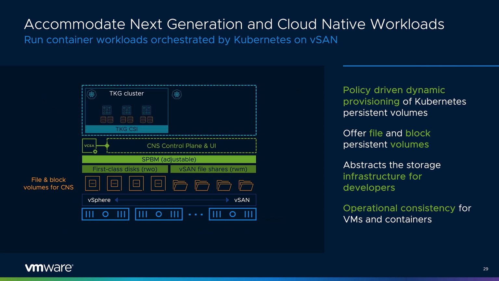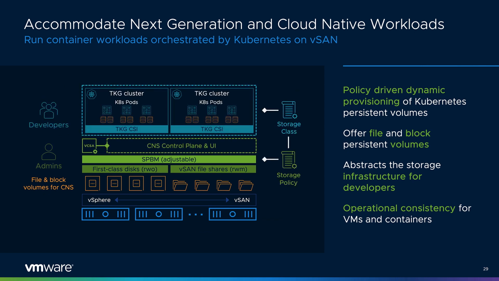vSAN 7 Update 1 provides a rich set of cloud-native storage capabilities. Containers powered by vSphere and vSAN can easily consume persistent storage in 2 distinct ways. Containers can mount block-based volumes presented directly from vSAN. These first-class disks can be used by a single pod, read-write once, and can be managed directly in the vCenter UI. Containers can also mount NFS file shares served up by vSAN File Services. These volumes can be mounted from several pods, read-write many, and also managed directly in the vCenter UI.